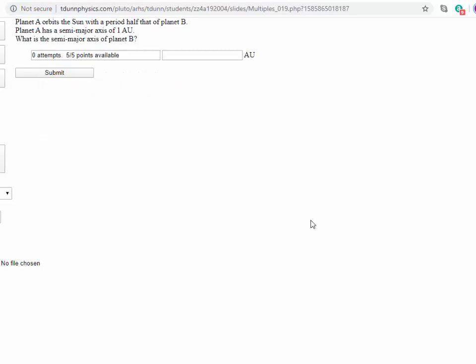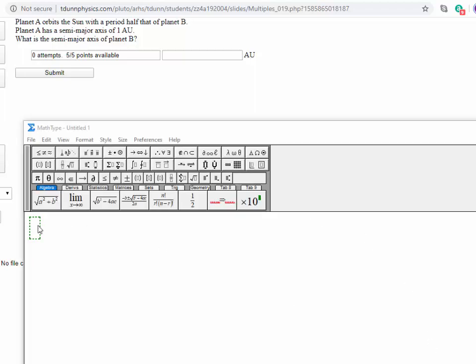On page 19, we see that planet A orbits the Sun with the period half that of planet B. That means planet A will be the interior planet. Planet A has a semi-major axis of 1 AU. What is the semi-major axis of planet B? Well, right away we know it's going to be more than 1 AU. So again, start with P squared equals A cubed, isolate A equals P raised to the 2/3 power.